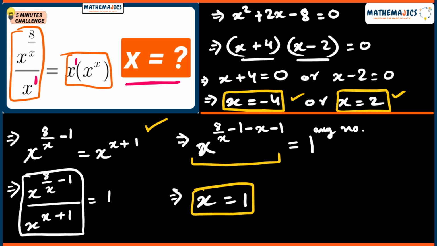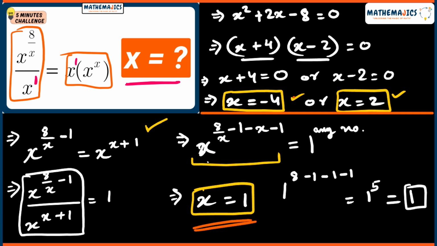Let's try this. If x is 1, we will get 1 raised to power 8 by 1. x is 1, so 8 by 1 is 8, minus 1 minus x, and minus x means 1 only, minus 1 minus 1. Now, if we solve this, we will get 1 raised to power 5. Now, what is 1 raised to power 5? That is 1. Yes, that means the left hand side and the right hand side become equal if we go with x equals 1. That means there are three possible values of x: x equals 1, x equals negative 4 and x equals 2.